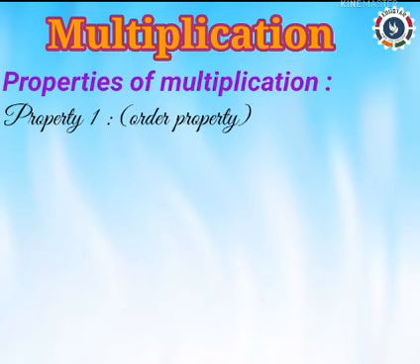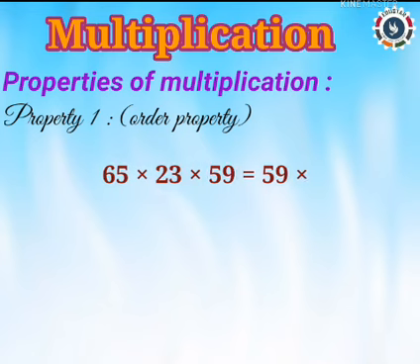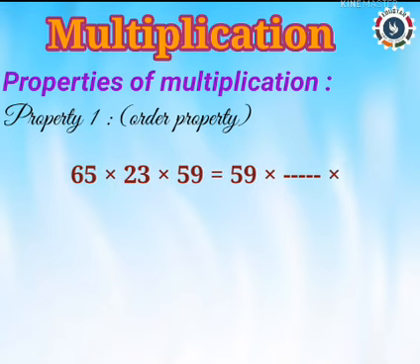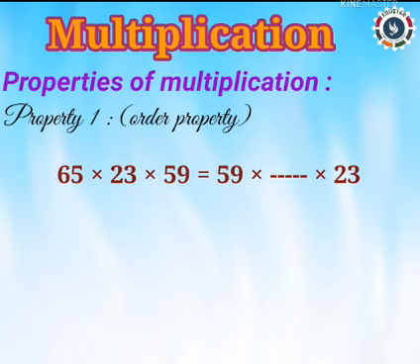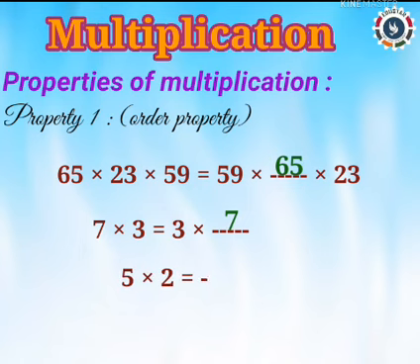Now you try this. 65 into 23 into 59 is equal to 59 into dash into 23. Here the missing number is 65. Next, 7 into 3 is equal to 3 into dash. The answer is 7. 5 into 2 is equal to dash into 5. The answer is 2.